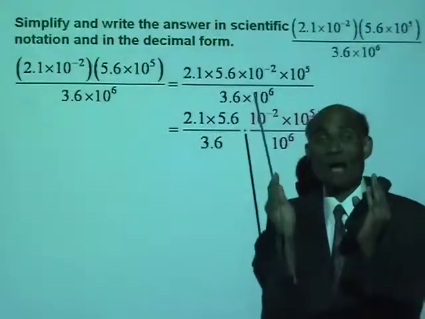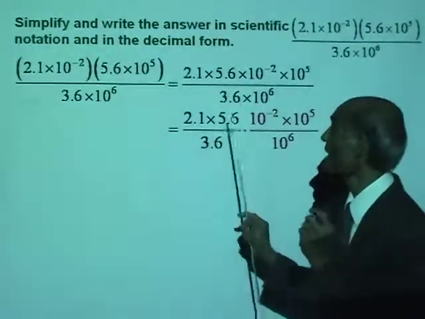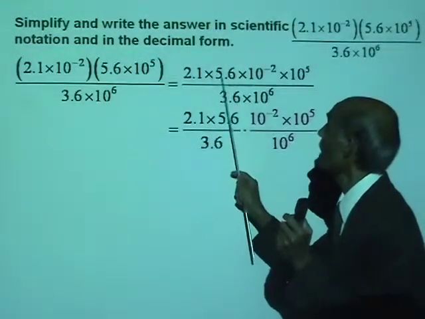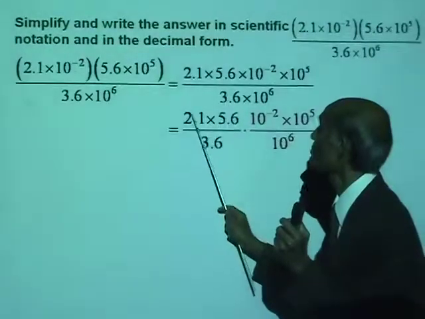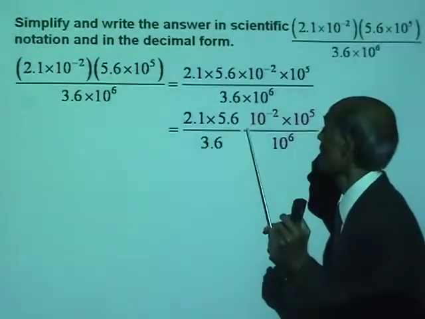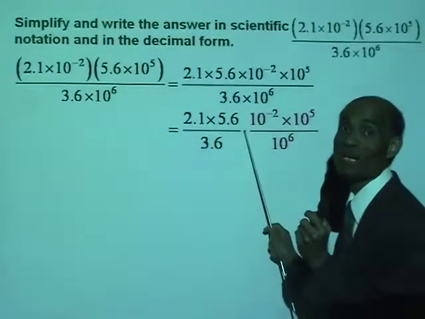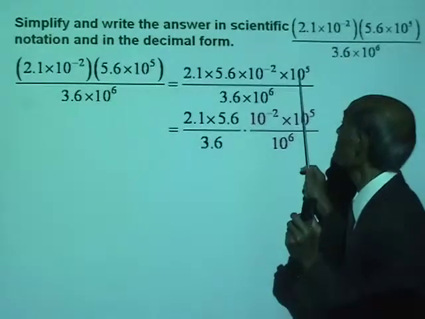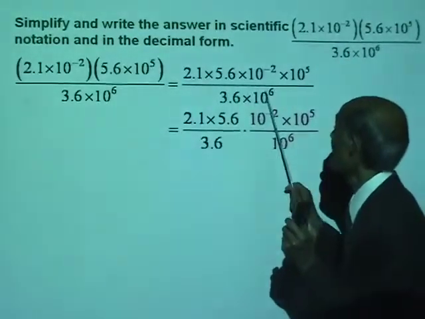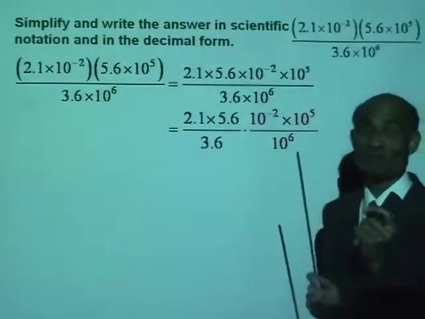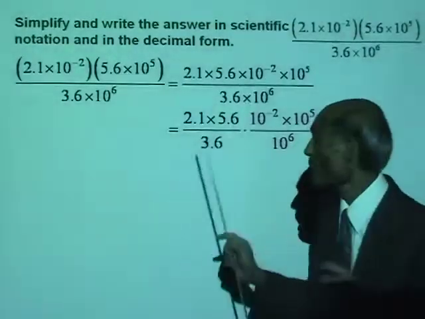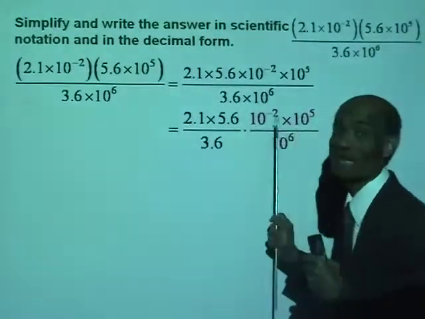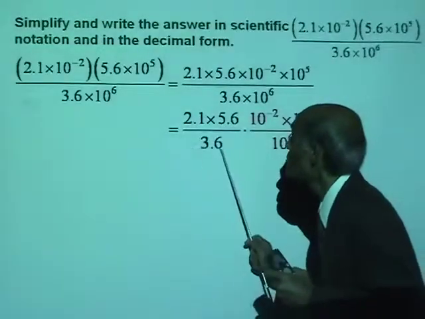In other words, I'm combining like terms. So what's that again? It is 2.1 multiplied by 5.6 and divided by 3.6. That is my first term. Now multiplied by, we now deal with the powers of 10. 10 to the power of negative 2 times 10 to the power of 5 divided by 10 to the power of 6. Alright, so write it into 2 blocks: the numbers multiplied by the powers of 10.